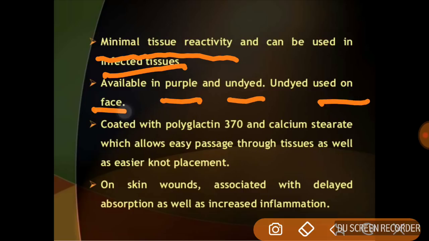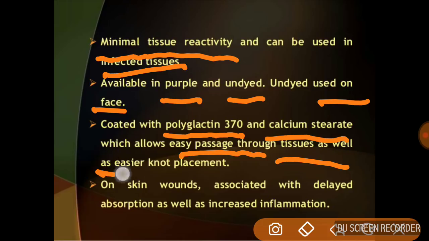Undyed is used in case of the face. Coated with polyglactin 370 and calcium stearate, which allows easy passage through tissues as well as easier knot placement. On skin wounds it is associated with delayed absorption as well as increased inflammation.